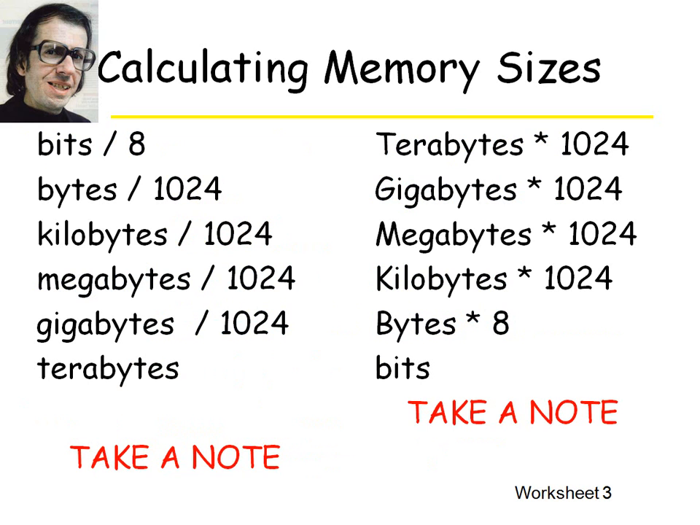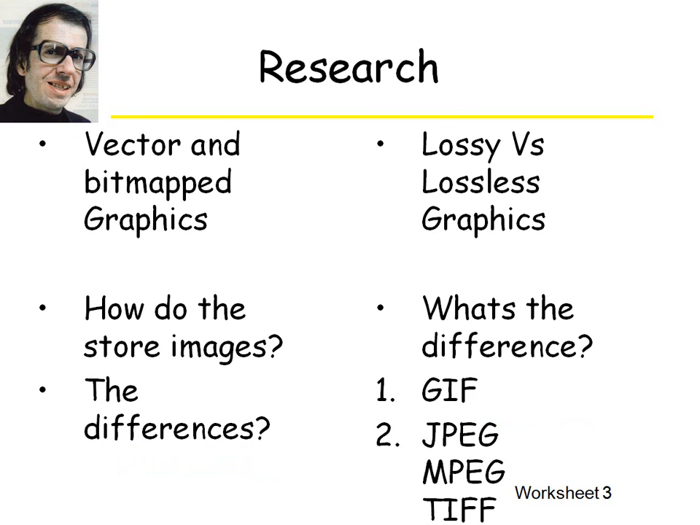Bits divided by 8 would give us bytes. Bytes divided by 1024 gives us kilobytes, and so on. The other way around, bytes times by 8 give us bits. Kilobytes times 1024 give us bytes.